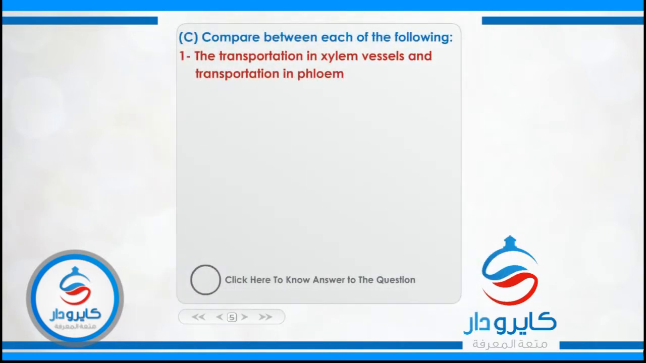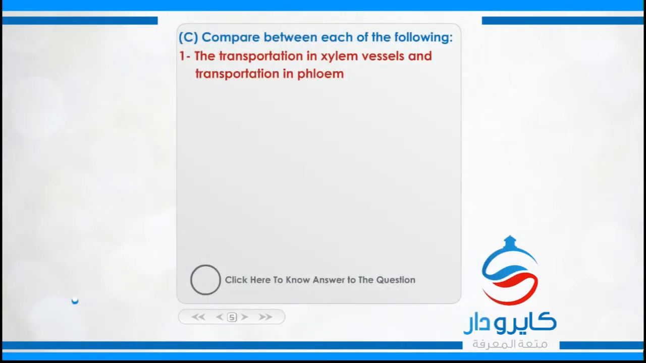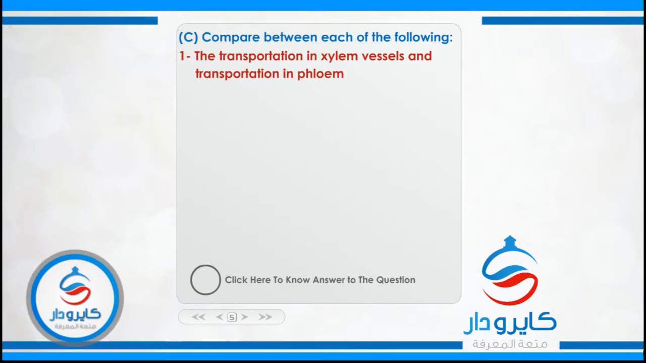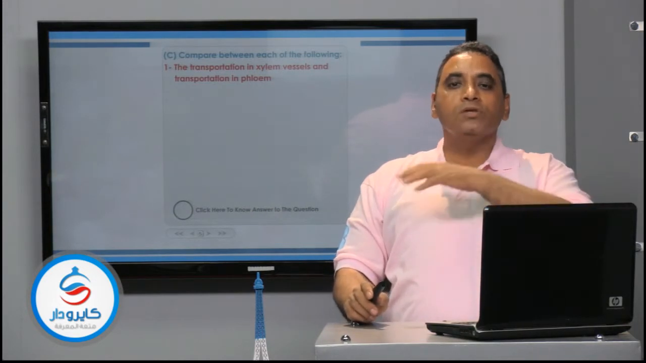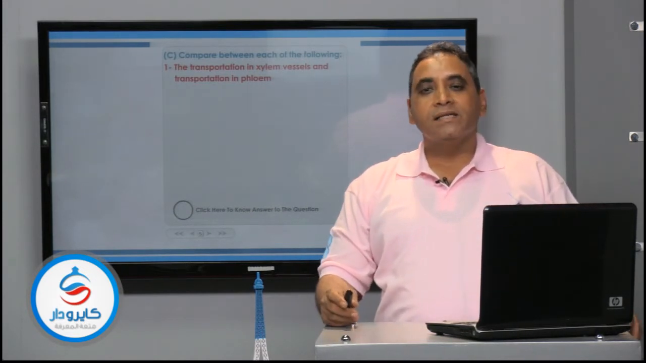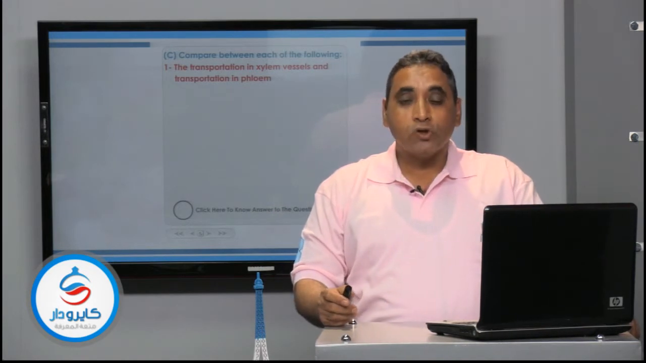The next question: compare between each of the following, the transportation in xylem vessels and the transportation in phloem. We understand that transportation in xylem takes place through the vessels and the tracheids, which carry water and salts from the root to the xylem vessels, and that takes place by cohesion, adhesion and the transpiration pull.